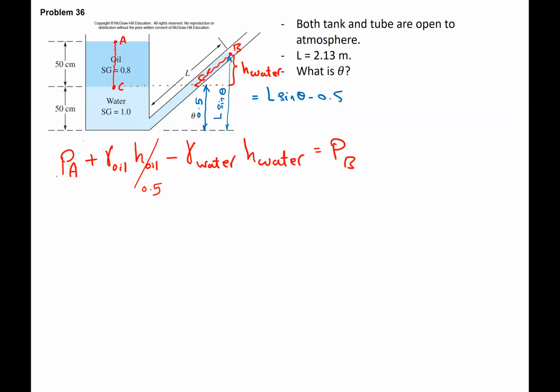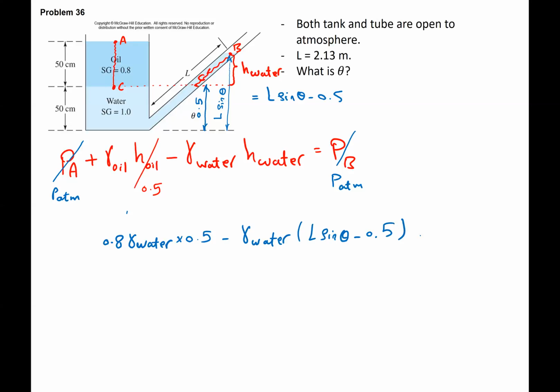And we also know that pressure at point A, because it's open to atmosphere, is P atmosphere, and pressure at point B is also P atmosphere. So these two pressures are equal and they cancel each other. So we are left with gamma of oil, and the specific gravity of oil is given, it's 0.8. So gamma of oil is actually 0.8 multiplied by gamma of water. And then H of oil, which is 0.5, minus gamma of water times H water, which is L sine theta minus 0.5, equal to 0.